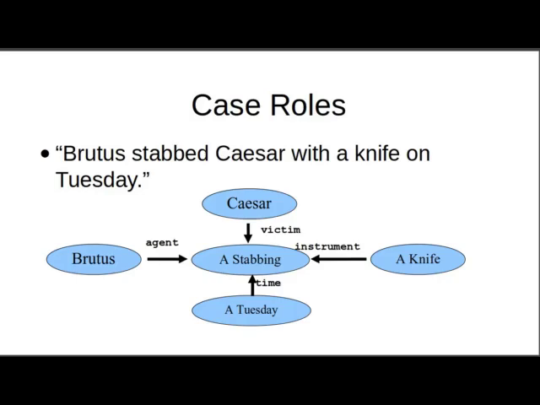So we can say Brutus stabbed Caesar with a knife on Tuesday, create this instance of a stabbing, and then talk about the agent, the victim, the instrument, and the time. And that captures the information in that sentence.